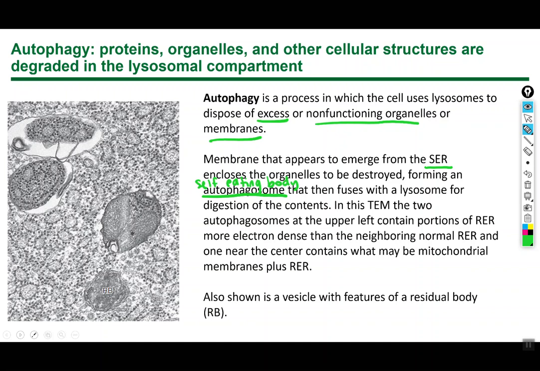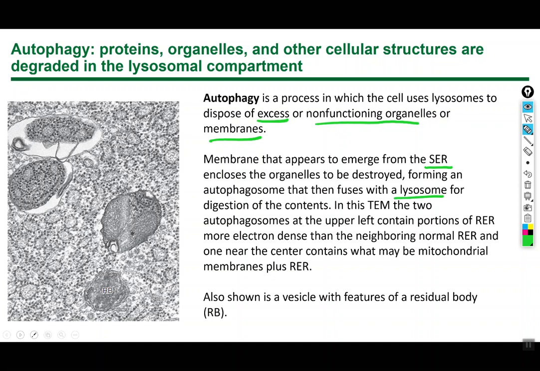So this fuses with a lysosome for digestion of the contents. So the autophagosome by itself isn't good enough to dispose of extra organelles. It needs to fuse with a lysosome. Why? Well, lysosomes contain hydrolases, and hydrolases are what do the work of disposal.